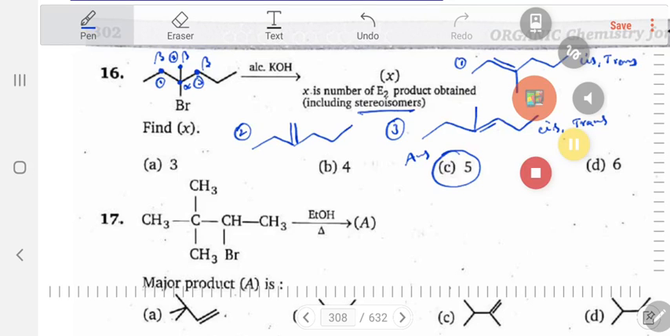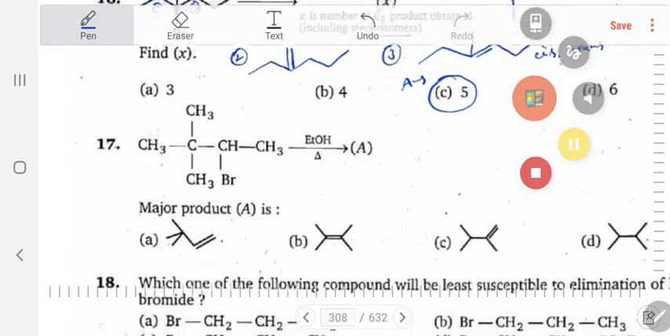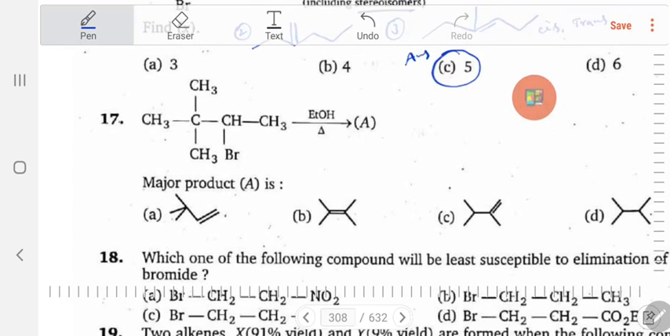Coming to question number 70. So here again ethanol. Ethanol is a neutral base. If it is a neutral base, it leads to E1 elimination. If it is a strong base, it leads to E2 elimination. Right? So as it is a neutral base, you will have E1 elimination. Now in E1 elimination, the first step is formation of carbocation. So first this will be removed, forming carbocation.